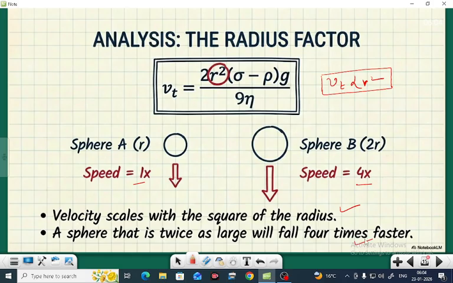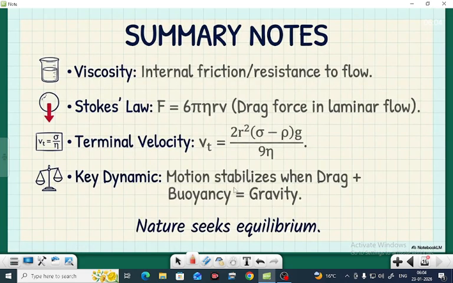faster, right? So we are getting that if the radius is doubled, then it will be 4 times, because it will be (2r) whole square, that is 4r². So the velocity scales with the square of the radius; a sphere that is twice as large will fall 4 times faster, right? And the summary notes, what do we get in the summary note?